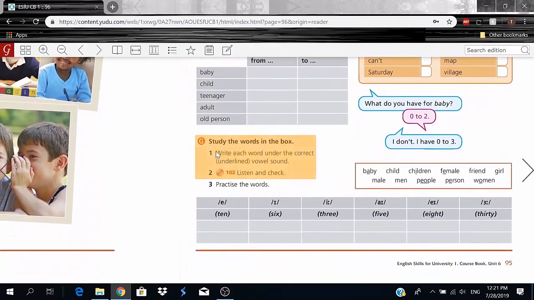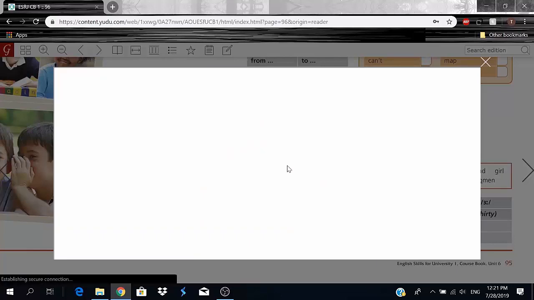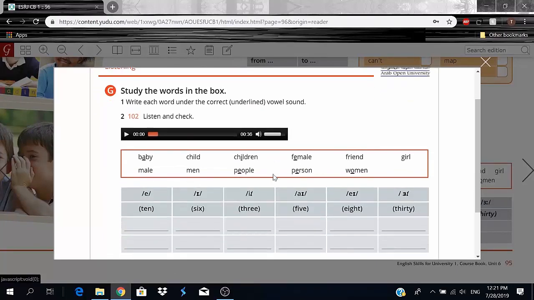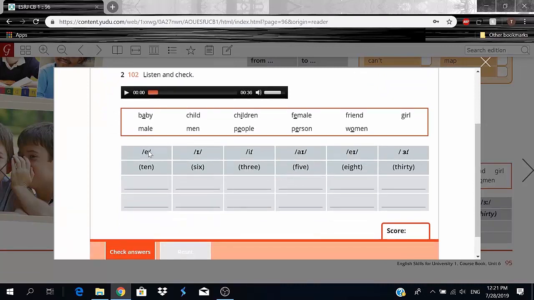Now let's go down here. Here we have exercise G. Study the words in the box and write each word under the correct underlined vowel sound, okay? And then he wants us to listen and check, okay? So here we have a few words. Let me actually open this up for you guys. Okay? So here we have some words, and we have some different sounding vowels, okay?